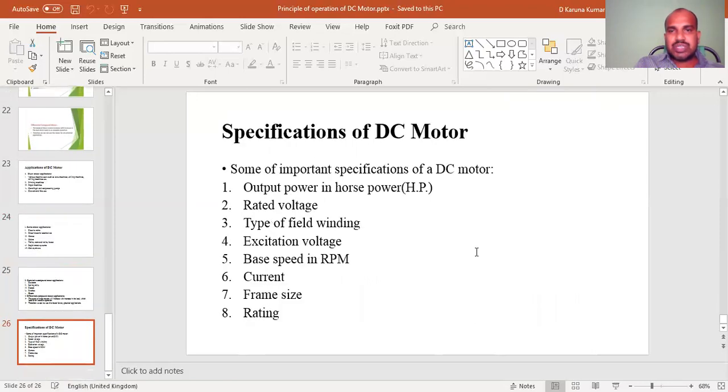The next one is the specifications of a DC motor. The specifications of a DC motor are output power in horsepower, rated voltage, type of field winding, excitation voltage, base speed in RPM, current, frame size, and rating. Output power means the motor power, like a 5 HP motor or a 3 HP motor. Rated voltage is 220 volts. The type of field winding is shunt winding or series winding. Excitation voltage is 220 volts or 120 volts. Base speed is 1500 RPM or 1800 RPM. Current is 5 amperes, 10 amperes, or 15 amperes. These are the main specifications of a DC motor.